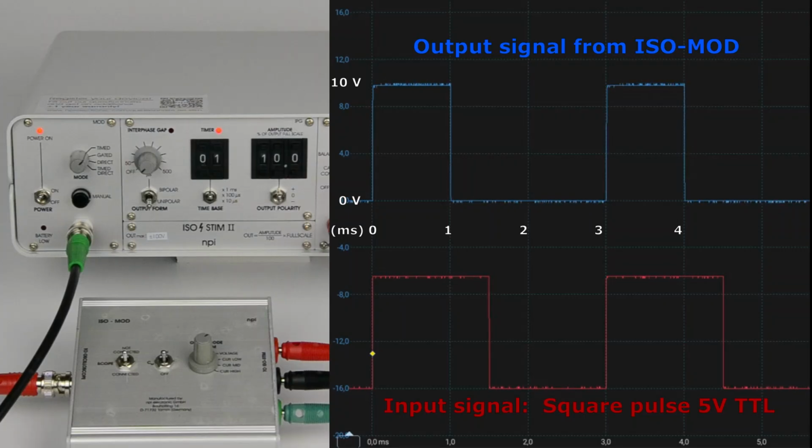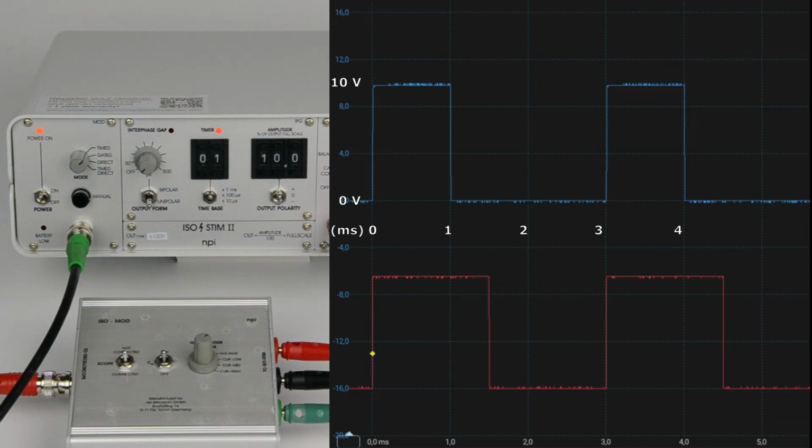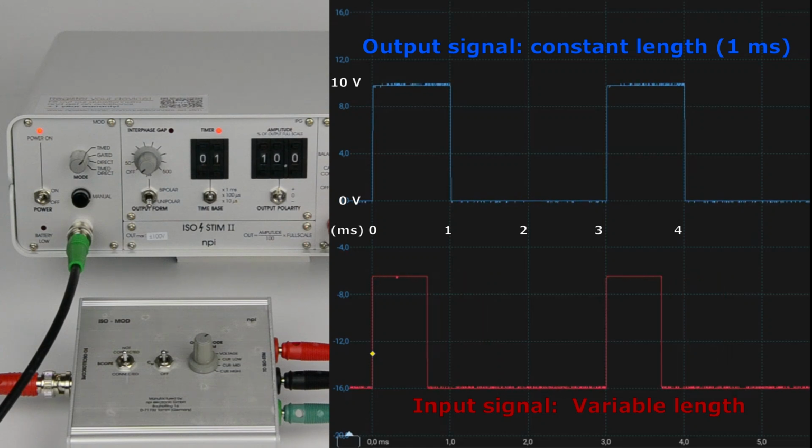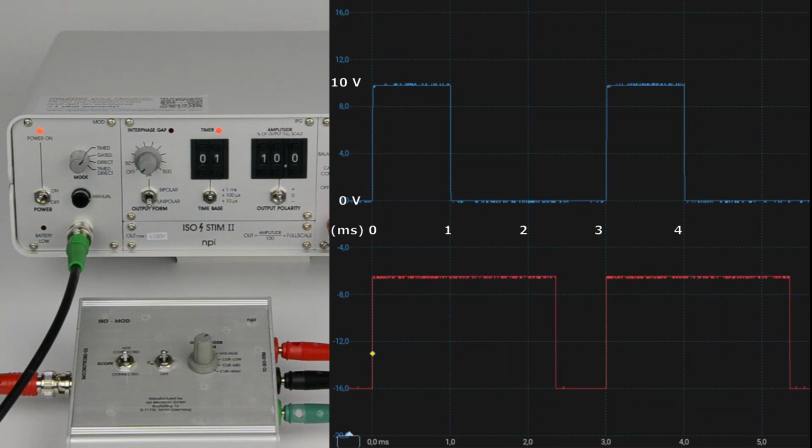In red, we have the input signal, a simple TTL square pulse to trigger the timer. And in blue, there is the output signal, a square pulse with a length of 1 millisecond and an amplitude of 10 volts. Now we change the pulse length of the input signal. As you can see, pulse duration is unaffected by the length of the incoming TTL signal.